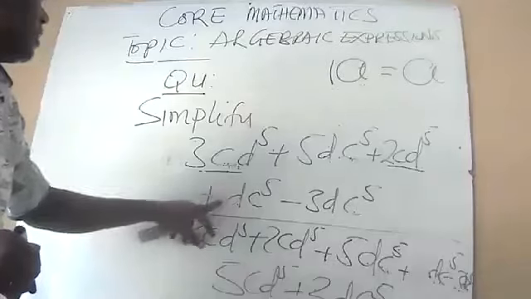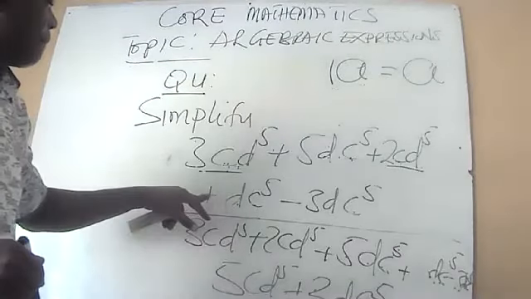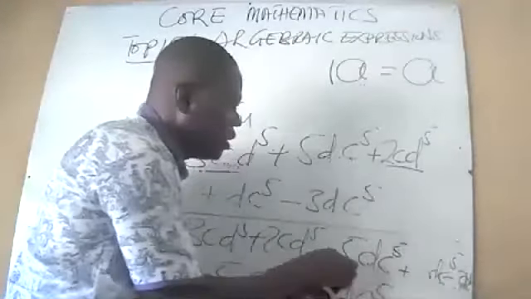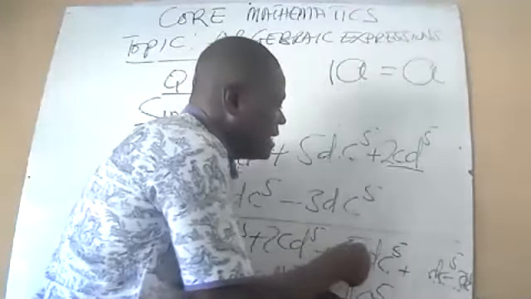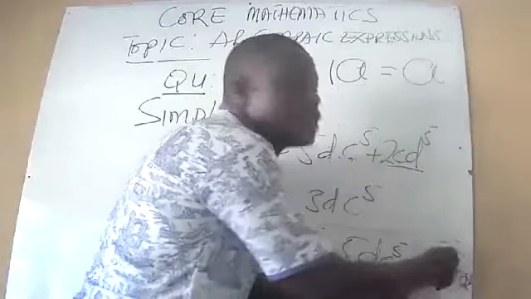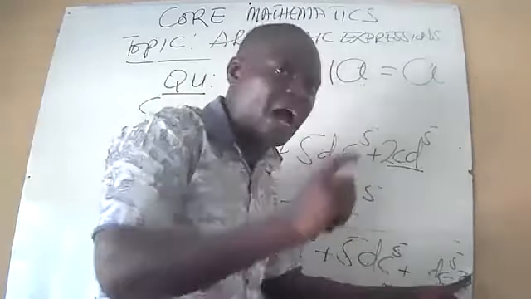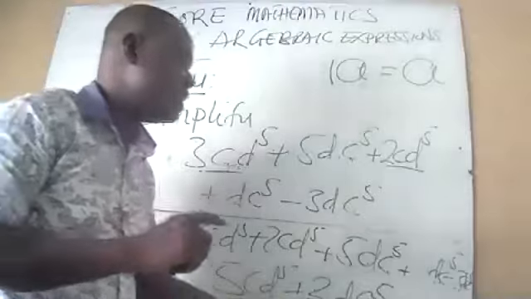Not 6. No, there is no 6. Sure, 5 plus 1 is 6, then minus 3 DC exponent 5. So that is how we are arranging it for you. 5 DC exponent 5 plus DC exponent 5 will give you 6 DC exponent 5, minus 3 DC exponent 5. So 6 minus 3 will also give us what? 3 DC exponent 5.